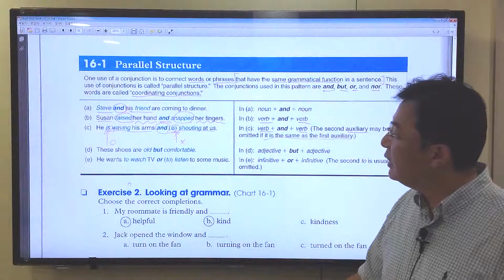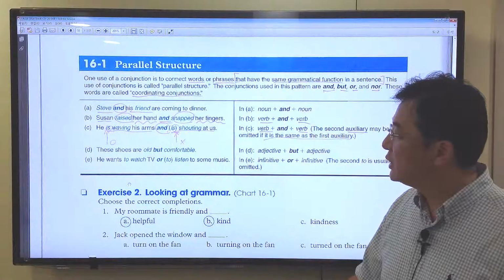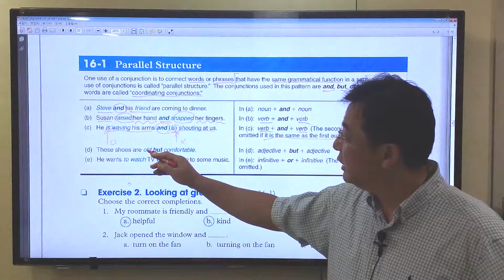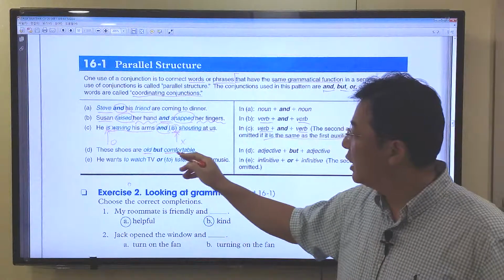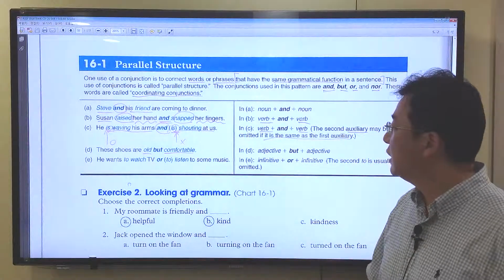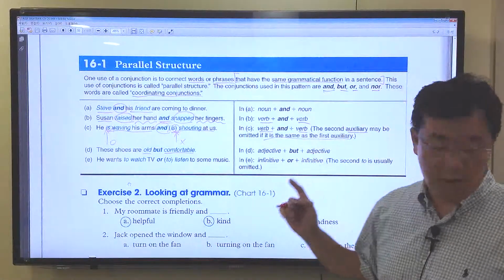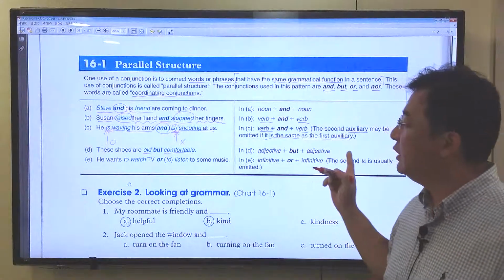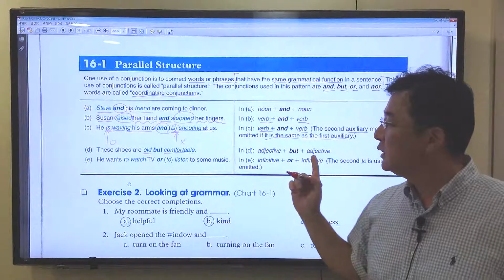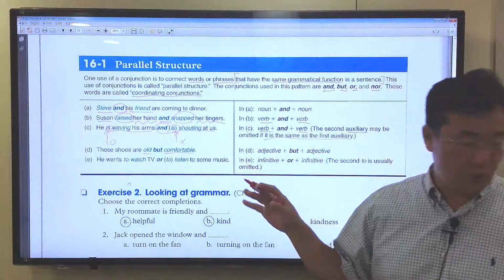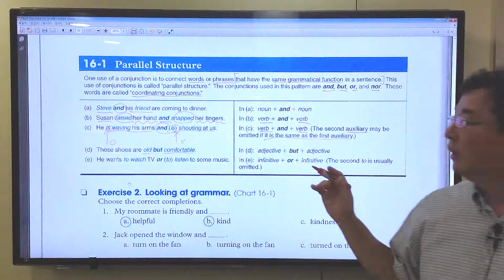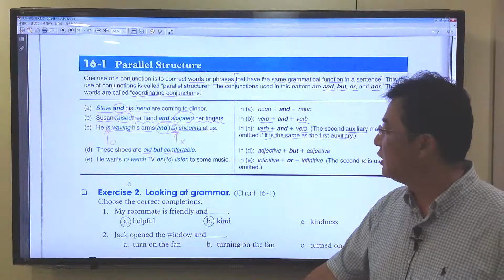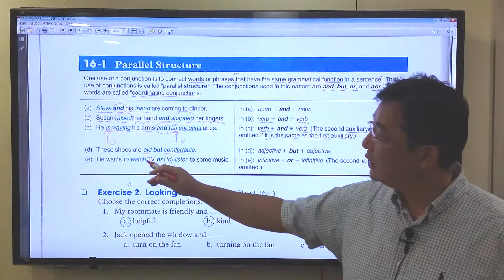그죠? 자, D 보면 These shoes are old but comfortable. 자, 뭐와 무엇을 연결했습니까? 요거는 old와 comfortable을 연결했죠. 그죠? 그래서 adjective but adjective 이렇게 되어 있습니다. 자, adjective but adjective 이렇게 연결되어 있습니다. 그죠? 그래서 요거는 또 parallel structure로 연결된 것 같습니다. 그죠? 오케이. E 보면 He wants to watch TV or listen to some music. 자, 이거는 뭐와 무엇이 연결됐습니까?